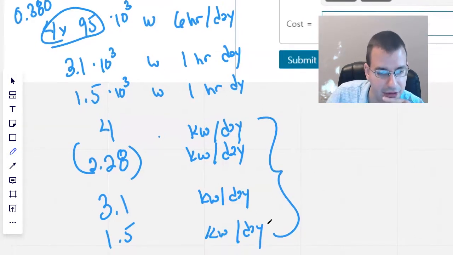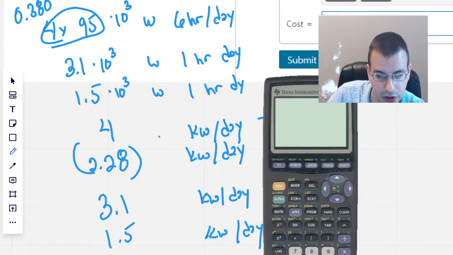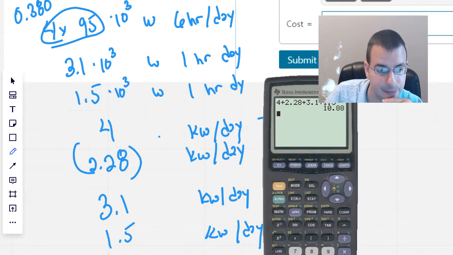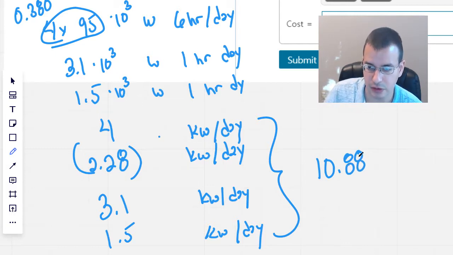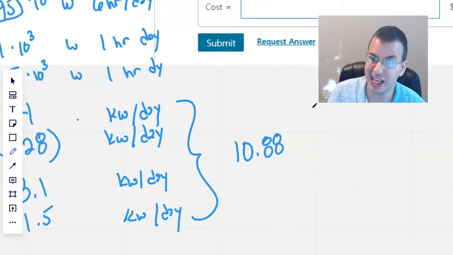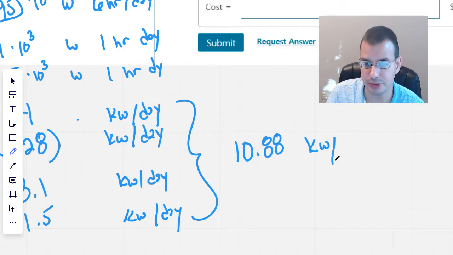Okay, now we're going to add all those up. We have 4 plus 2.28 plus 3.1 plus 1.5, which is 10.88. And this will be kilowatt hours per day total.